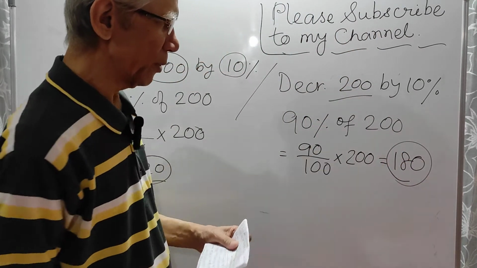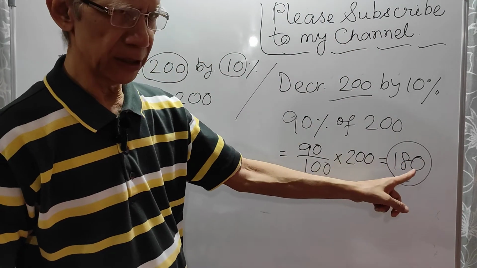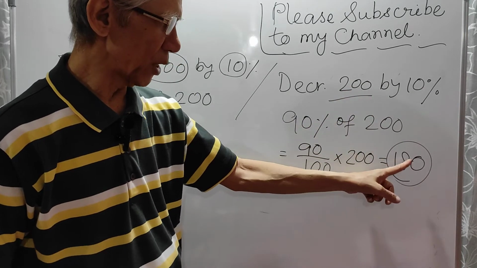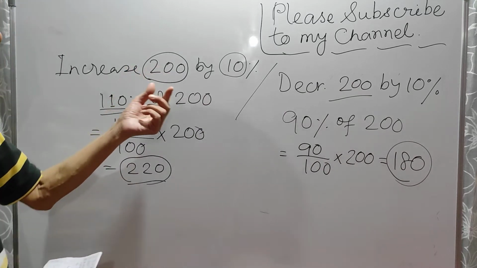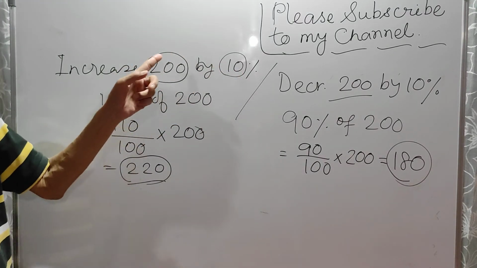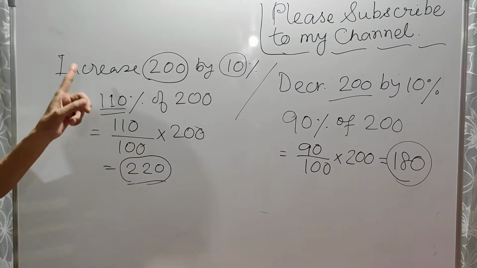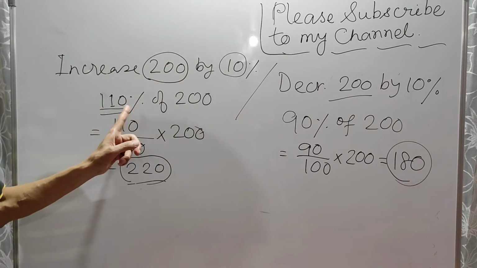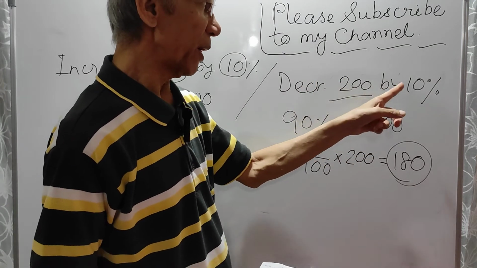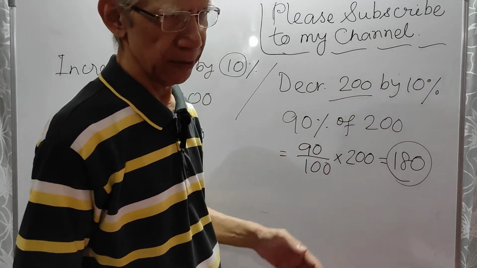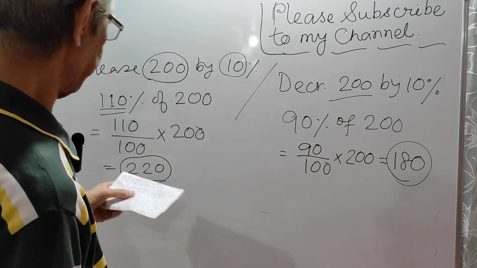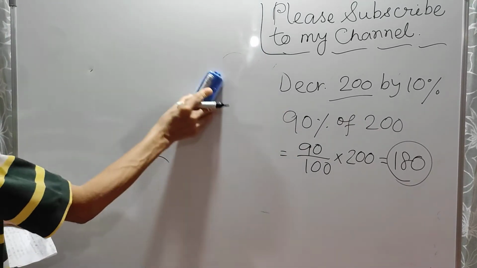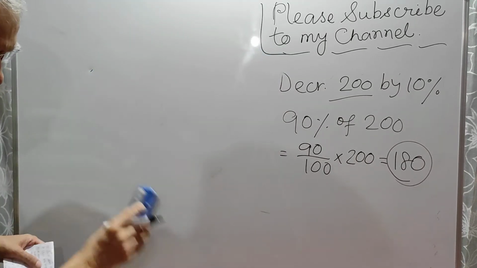See, 200 we have decreased to 180. So we are decreasing 200 by 10%, so it has become less, 180. Now when we increase 200 by 10%, then it becomes more, 220. So again I say, when you have to increase, then add, 100 plus 10, 110, and when you have to decrease, then minus, 100 minus 10, 90. Okay, that is the rule. So you see different types of sum involving percentage.